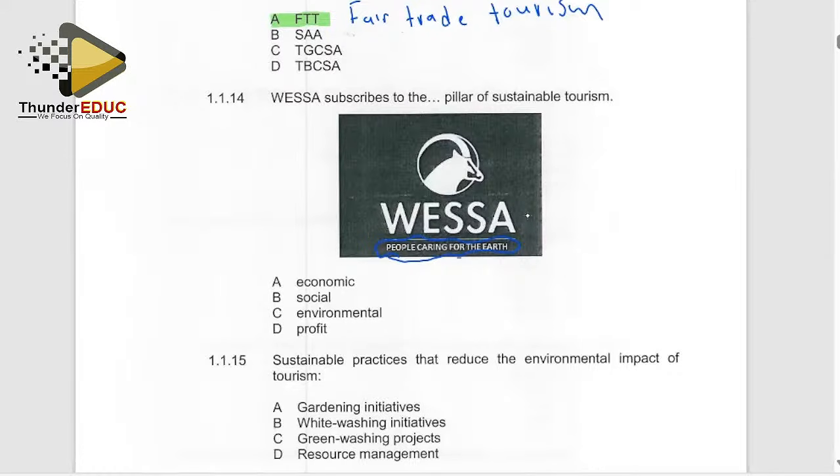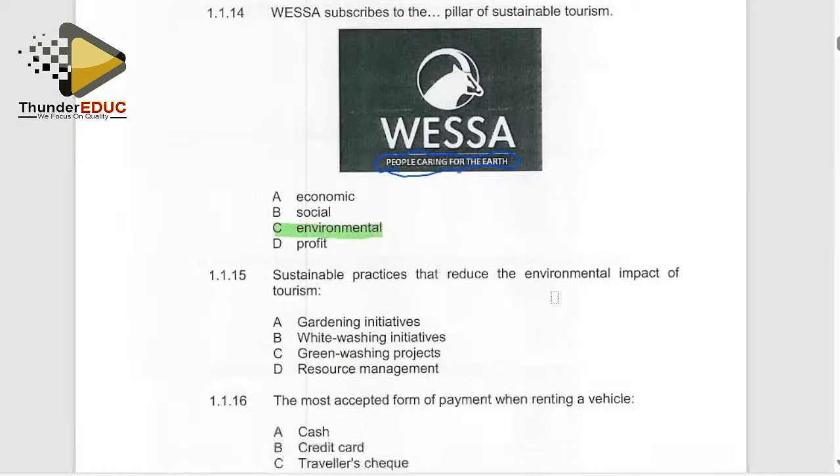So when they are talking about the earth, they are talking about the environmental pillar. So we are opting for C there, which is the environmental pillar, simply because its slogan explicitly states that it is concerned with people caring for the earth. Then 1.1.15, sustainable practices that reduce the environmental impact of tourism.